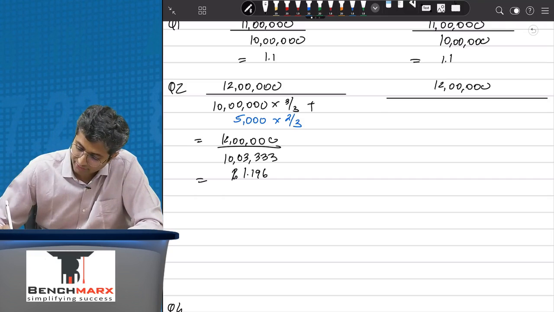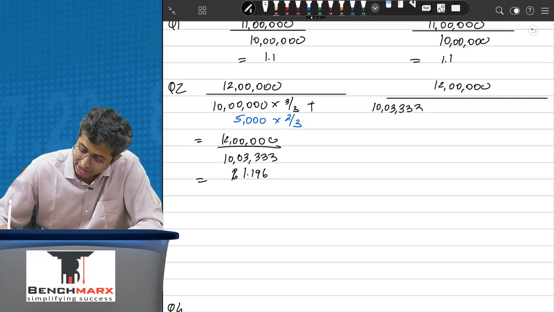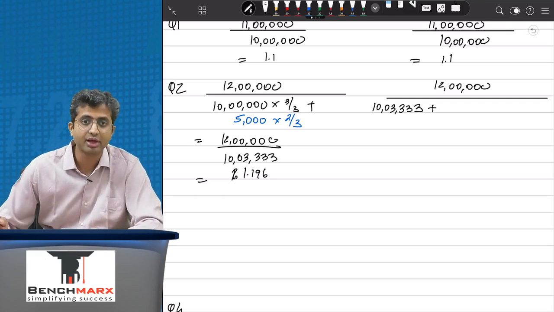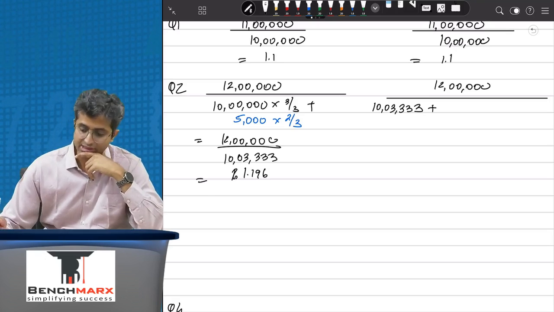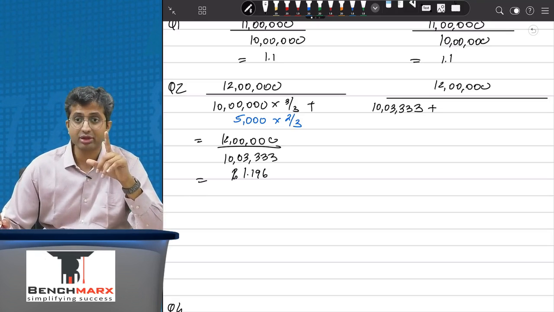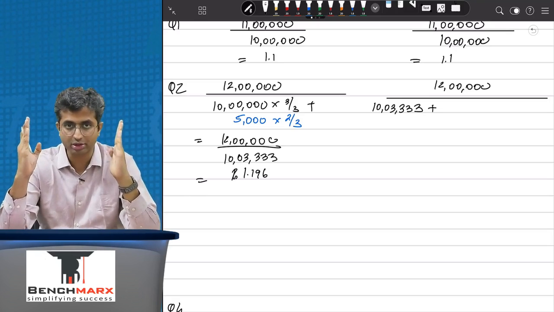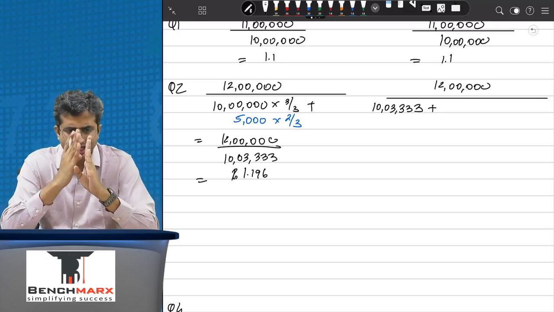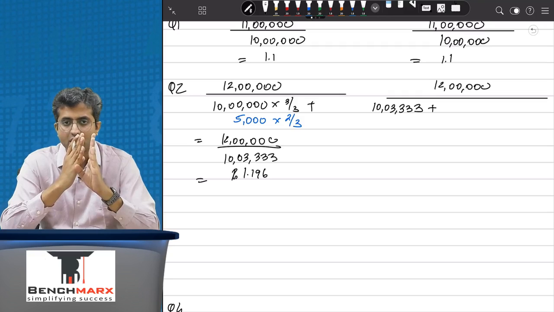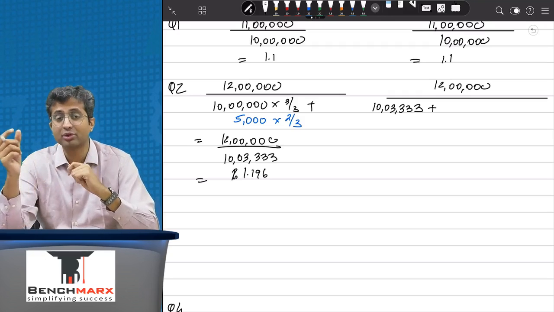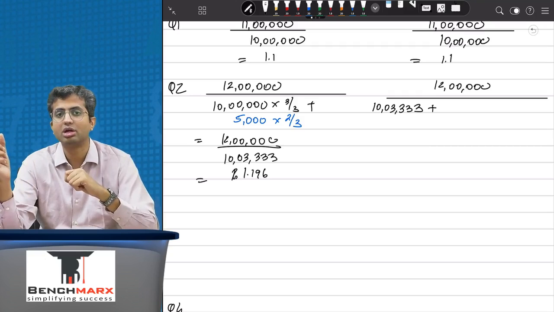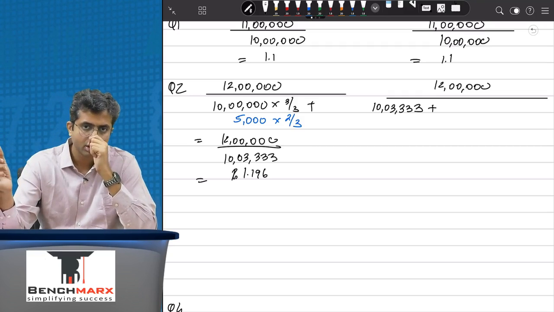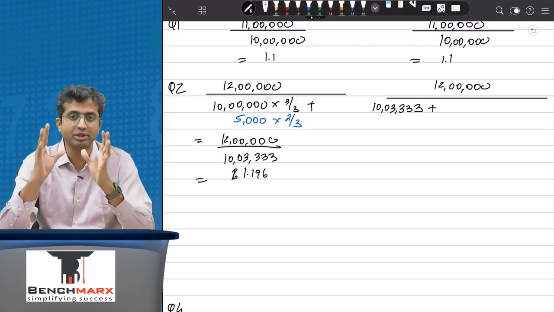Now, when you look at the diluted EPS, it starts where the basic EPS ends. So this is 10 lakh 3,333 plus. What about potential shares? These 5,000 shares, if you look at only the quarter, in this 5,000 shares, these are potential for the last 2 months. These are actual for the last 2 months.